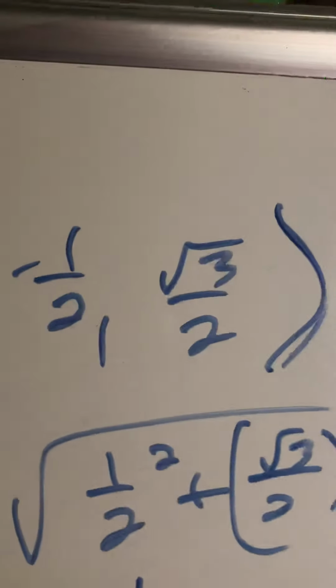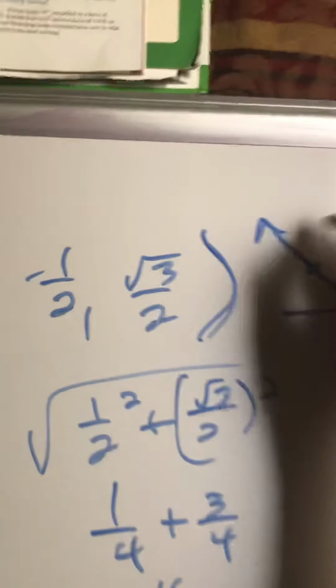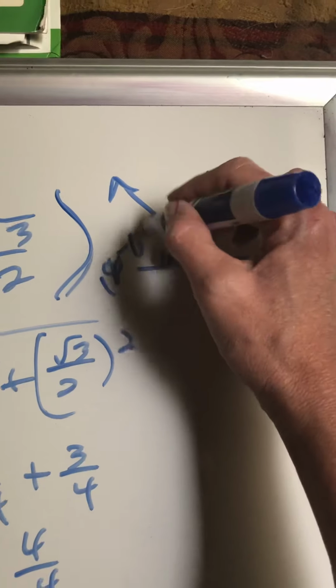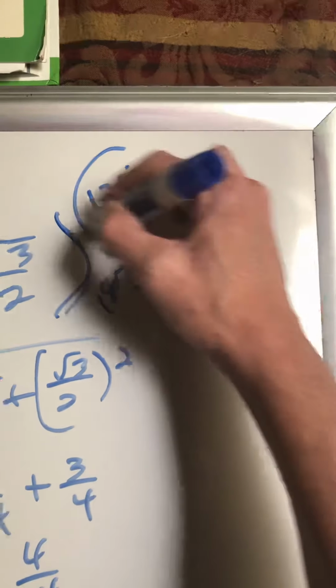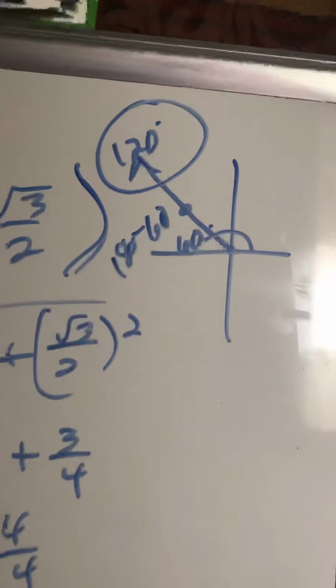Now, where am I? It's left and up. So 60 degrees, so 180 minus 60 would be 120. So there's my angle of direction because I'm here. So your magnitude is 1, your angle of direction is 120.